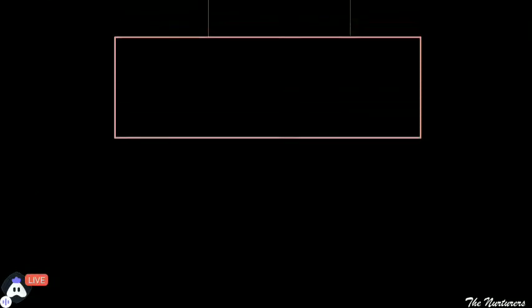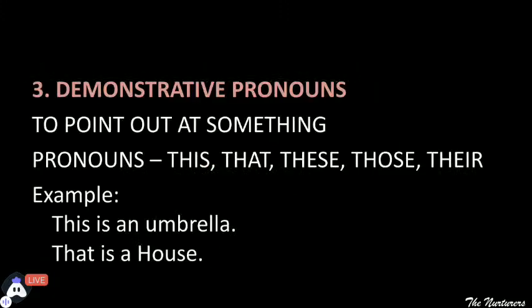Moving ahead, the next category of pronoun is the demonstrative pronouns. These types of pronouns are used to point out the object to which they refer. Which object are we pointing out? This is an umbrella. That is a house. That is the Taj Mahal. These are the books I found in the bag. So I am pointing out something in different situations.